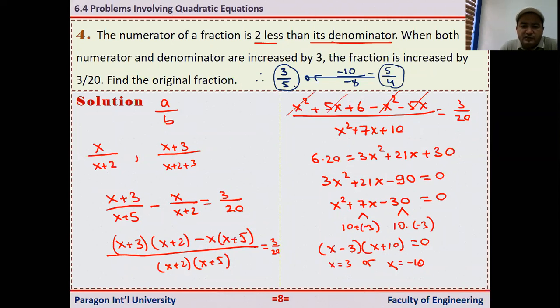In both cases, for example, just take this 3 over 5, right? If you add 3 to the numerator and denominator and calculate the difference, it will be 3 over 20. Or take this fraction, increase the numerator and denominator by 3, and after that find their difference, you will get 3 over 20. Okay.